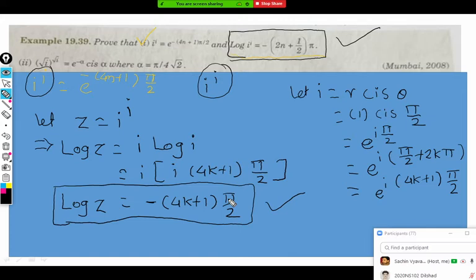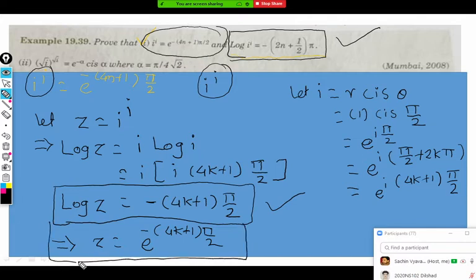How to get now the I raised to I? We got here log z. Actually the question is to find I raised to I. So we will just take the log, multiply that I in the power, and take the anti-log on both sides. This gives us z equal to e raised to minus (4k plus 1) into pi by 2. And this is the other answer that we want. So both answers you got here, just by taking an anti-log on both sides. That is the end of the first bit.